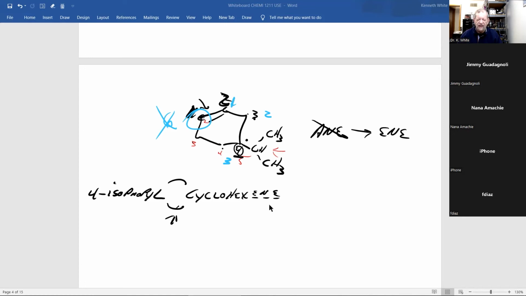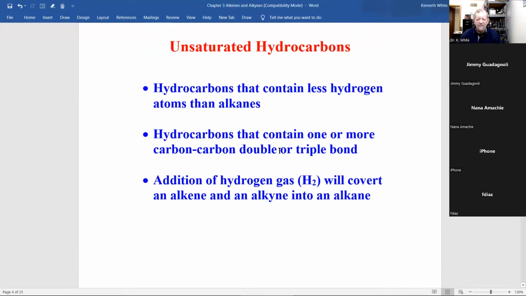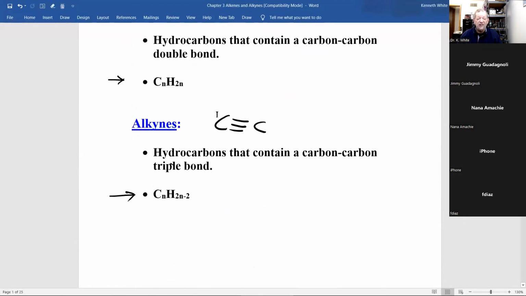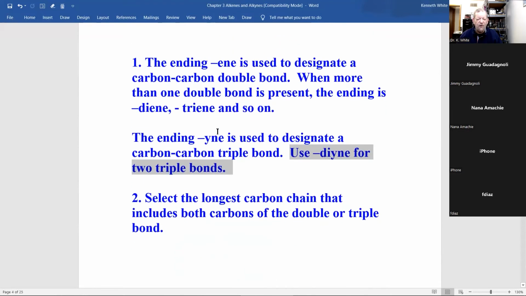alkynes. Now, an alkyne is a carbon-carbon triple bond. And the ending for an alkyne is YNE.